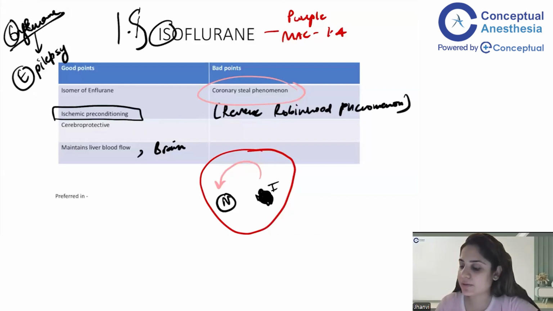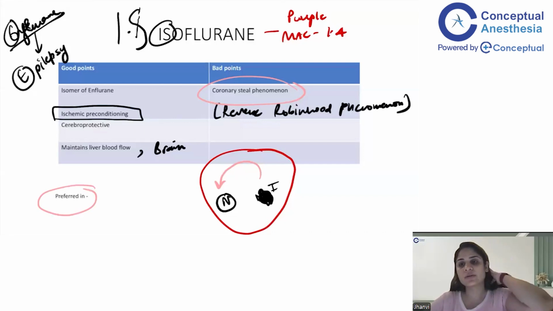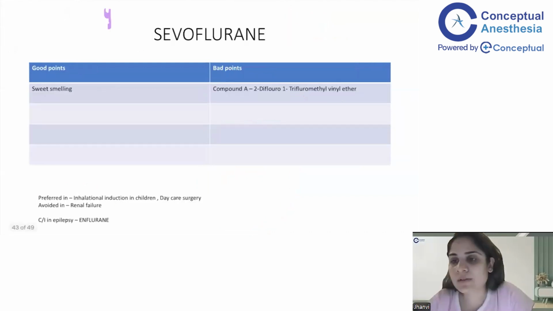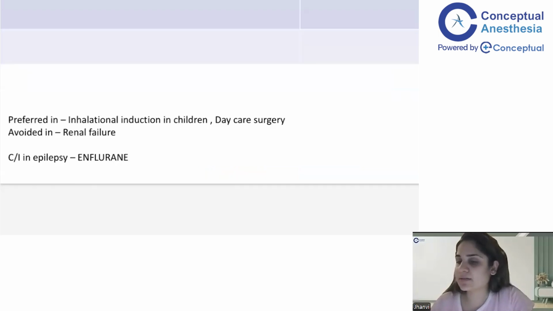Now, I have written over here one point, preferred in. Isoflurane used to be preferred for liver surgeries and neurosurgeries. But if you look at the latest books of transplant anesthesia and neuroanesthesia, both of them don't mention isoflurane as the agent of choice. Both of them mention that sevoflurane is now the agent of choice for both of these surgeries. Sevoflurane is one of the most commonly used agents, and it is preferred in so many things.